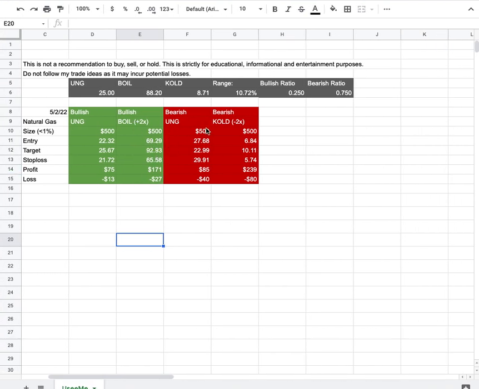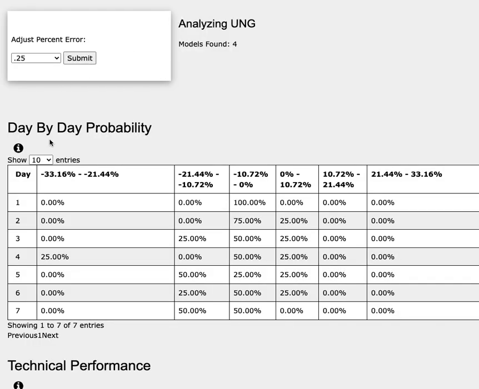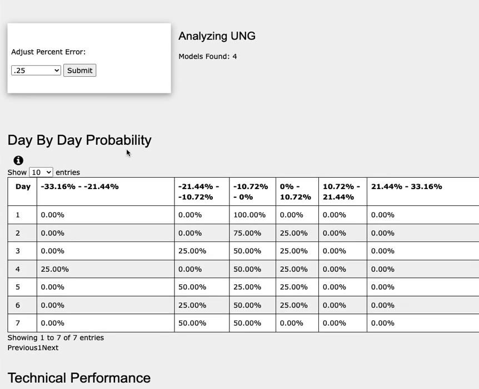So how did I develop these trade ideas? It all comes from the day-by-day probability model. As we progress to the 5th day or week of trading, natural gas has a 25% chance to climb between 0 to 11%. To the downside, it has a 25% chance to fall between 0 to negative 11%, and a 50% chance to fall between negative 11 to negative 21%.